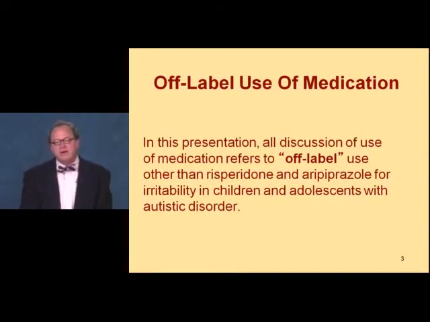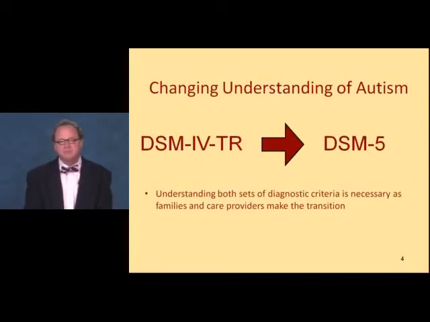I'm going to talk about a number of medications used in the treatment of symptoms associated with autism, and each of these is used in an off-label manner other than risperidone and aripiprazole, which are approved by the FDA specifically for treating irritability in children and adolescents with autism.